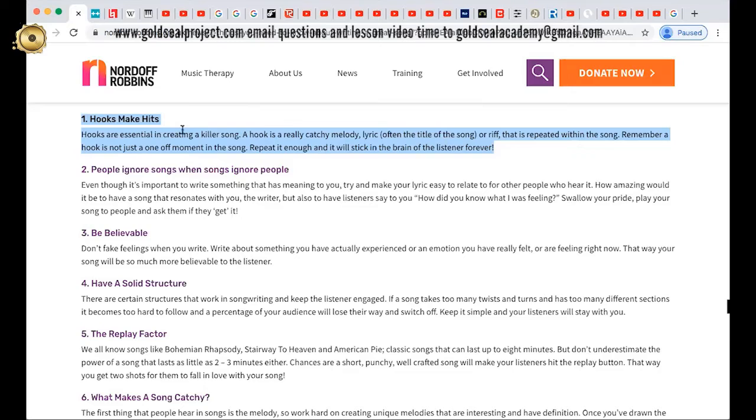So remember, a hook is not just a one-off moment in the song. If you repeat it enough, it will stick in the brain of the listener forever. This is what we're trying to do when we sit down and write songs with structure.